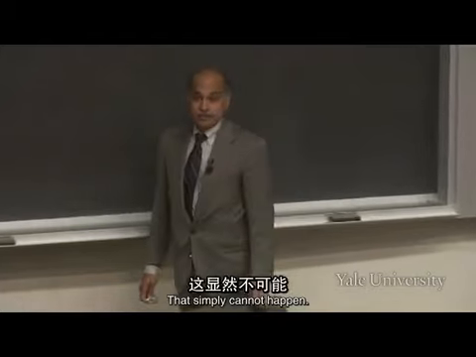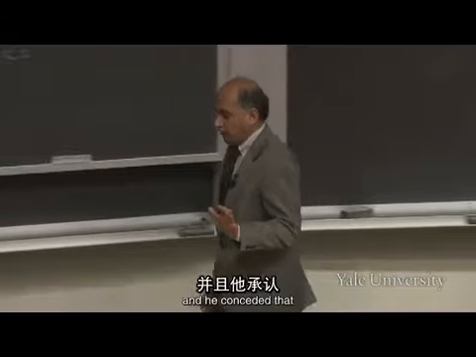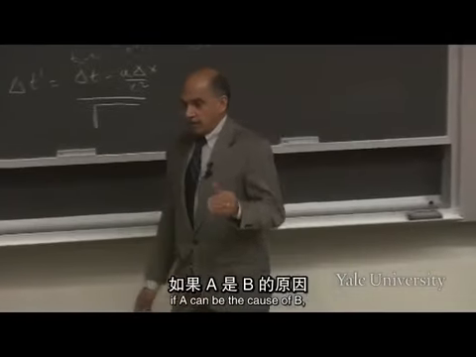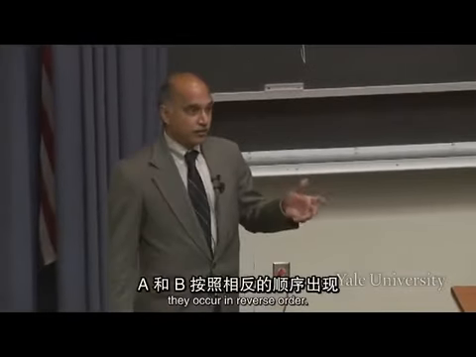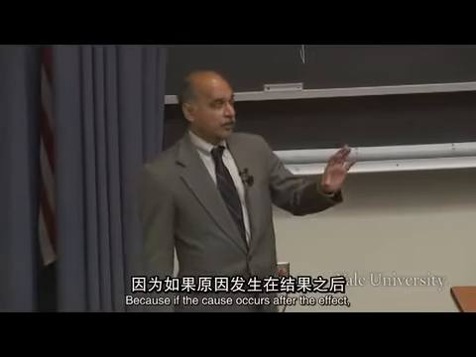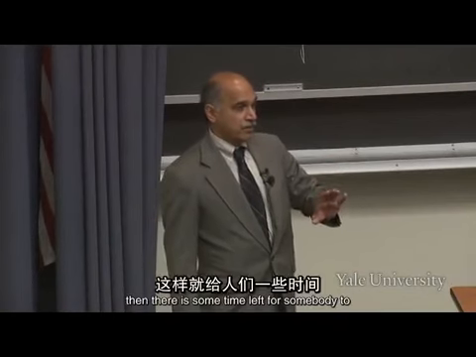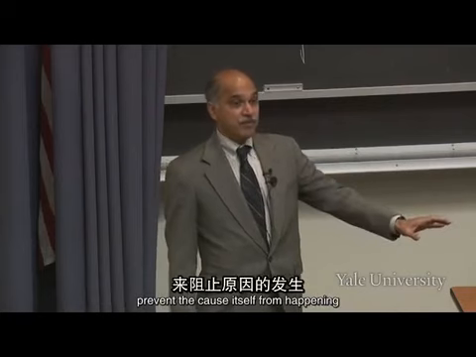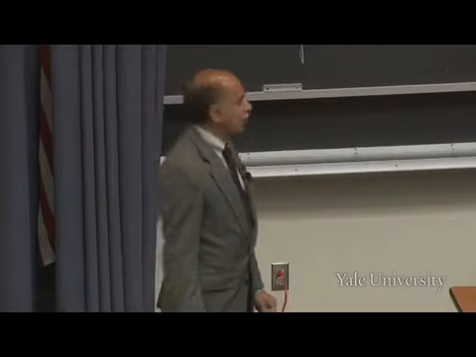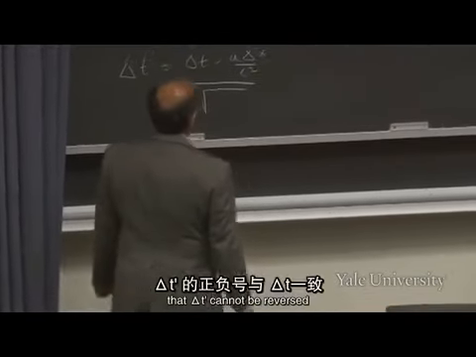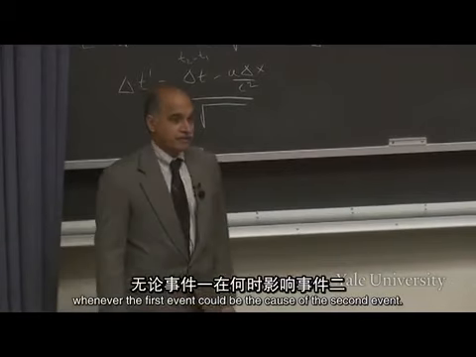That simply cannot happen. Einstein recognized that there is a limit to how far he can push this, and he conceded that if A can be the cause of B, you better not find an observer for whom they occur in reverse order. Because if the cause occurs after the effect, then there is some time left for somebody to prevent the cause itself from happening, and we have an effect with no perceivable cause. So we want to make sure the delta t prime cannot be reversed whenever the first event could be the cause of the second event.